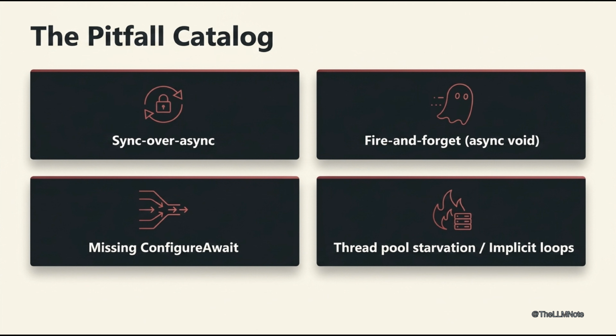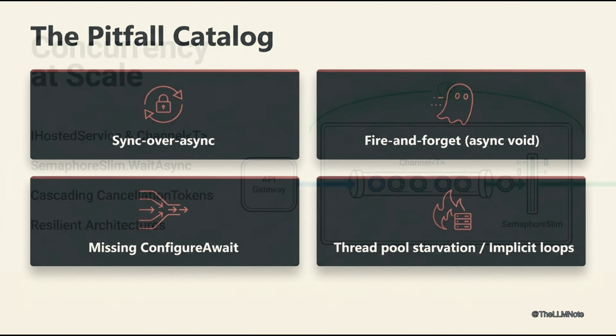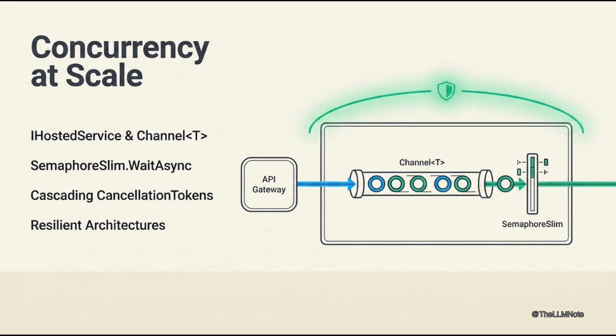Thread pool starvation: synchronous blocking inside async methods exhausts worker threads. Implicit parallel loops: Parallel.For without concurrency control can overwhelm downstream systems. Recognizing these patterns accelerates diagnosis from hours to seconds in interviews. The catalog turns failures into learning checkpoints. But here's where it gets interesting.